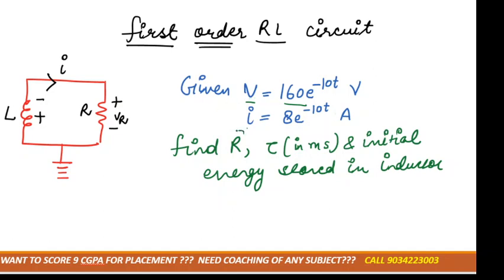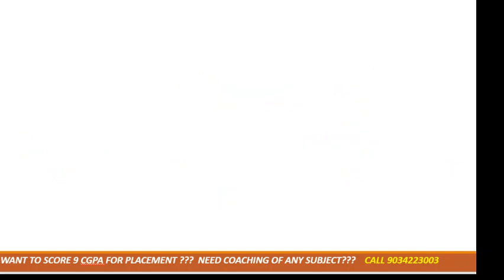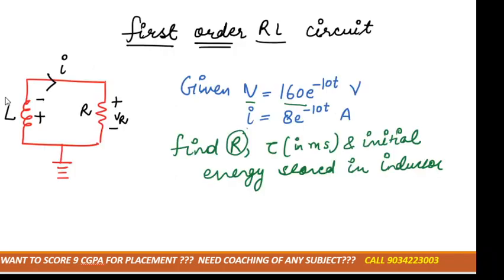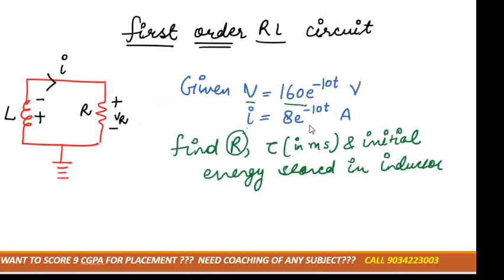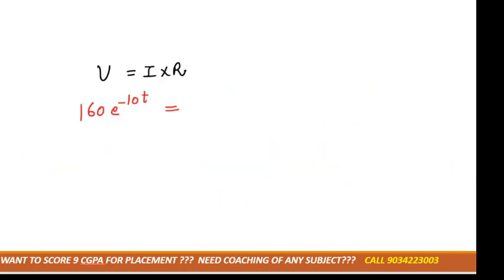Now next thing, we need to calculate R. As you know, according to Ohm's law, V is equal to I multiplied by R. The voltage they have given is 160 e raised to power minus 10t. We can write down here 160 e raised to power minus 10t. And the current also they have mentioned, that is 8 into e raised to power minus 10t, multiplied by R. So can we calculate R from here?